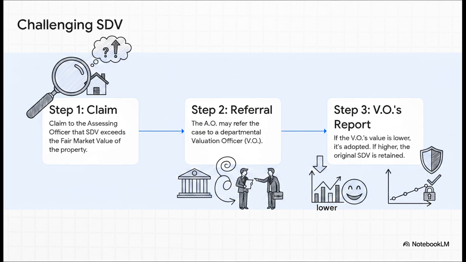Now, the VO's report is critical. If the VO says the property is worth less than the stamp duty value, great, that lower value is used. But here's the best part. If the VO comes back with an even higher value, the law protects you. You stick with the original stamp duty value. It's a no-lose situation in that sense.